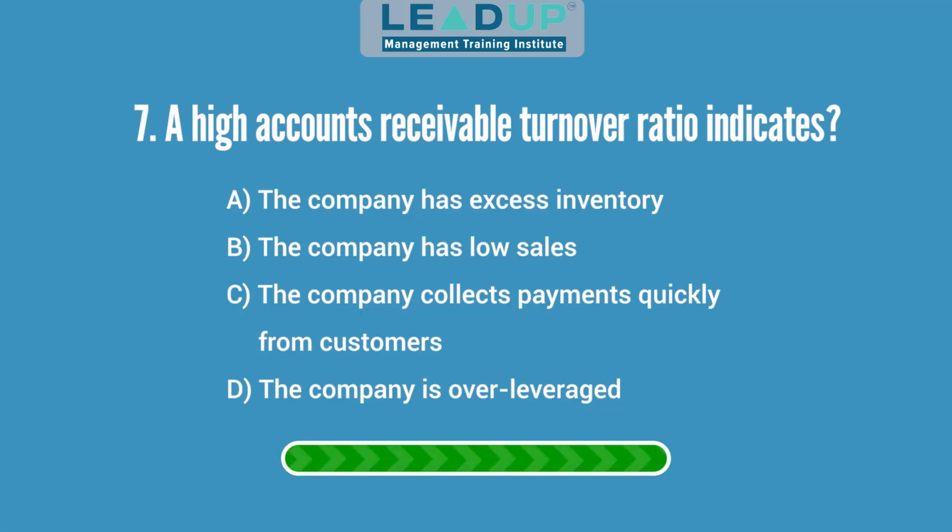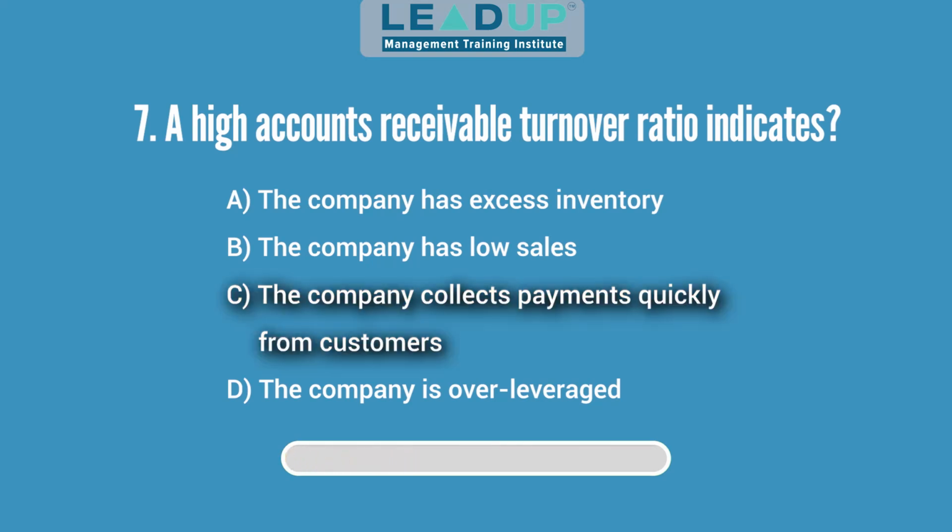Question 7. A high accounts receivable turnover ratio indicates A. The company has excess inventory. B. The company has low sales. C. The company collects payments quickly from customers. And D. The company is over-leveraged. Answer: the company collects payments quickly from customers.